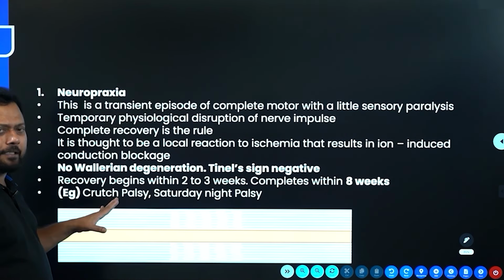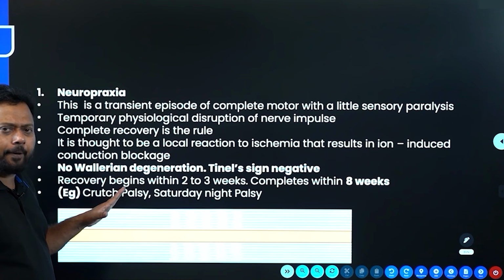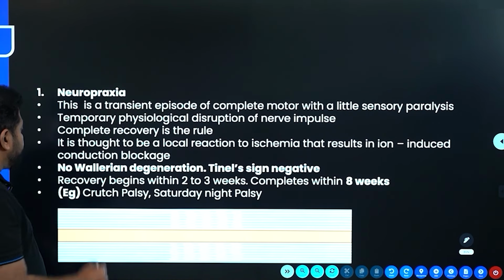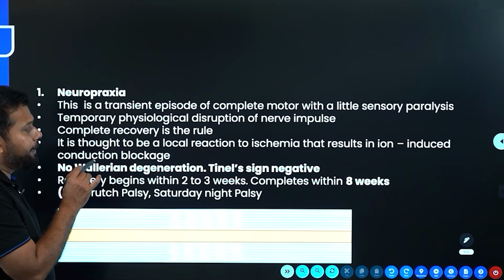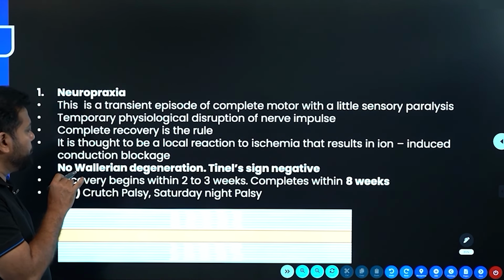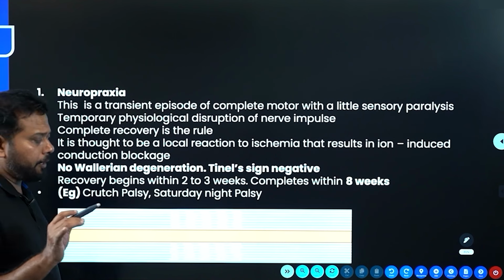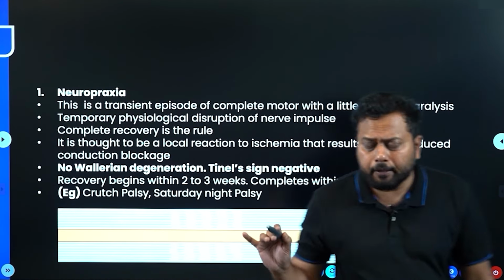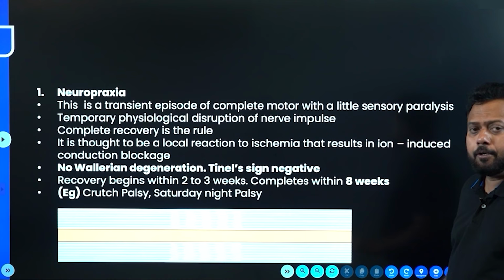This is the commonest palsy we are encountering in orthopedics, post-surgical, right? It is thought to be a local reaction to ischemia that results in ion-induced conduction blockade. Ion-induced conduction blockade. That's the pathogenesis.